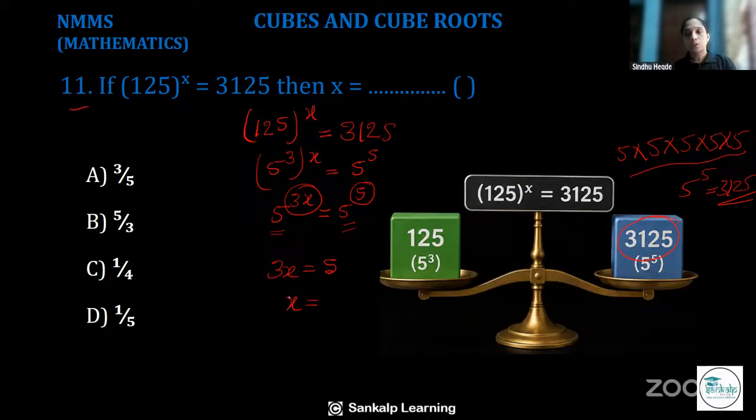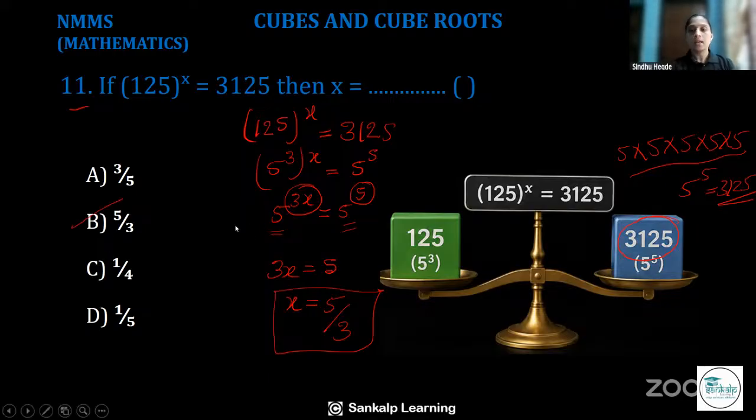3x is equal to 5. So x is equal to, as we know, here 3 is multiplied with x. Once it comes from this side to after the equal sign, it becomes divided by. So it changes from multiplication to division: 5 by 3. So our x value is 5 by 3. Hence the correct answer is option B, 5 by 3. Thank you.